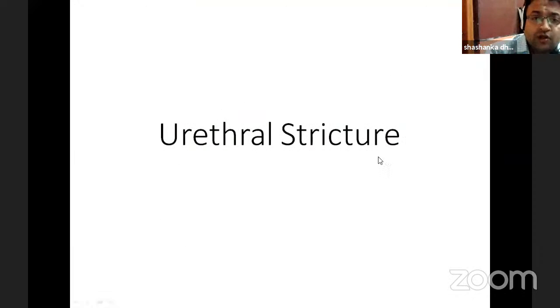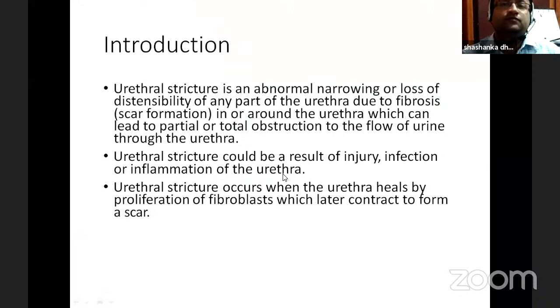Urethral stricture is something that is very common in our country, and this is the most common disease affecting the urethra. It's an abnormal narrowing or loss of distensibility of any part of the urethra due to fibrosis in and around the urethra, which can lead to partial or total obstruction to the flow of urine. It could result from injury, infection, or inflammation. So 3 I's can cause urethral strictures: injury, infection, or inflammation.